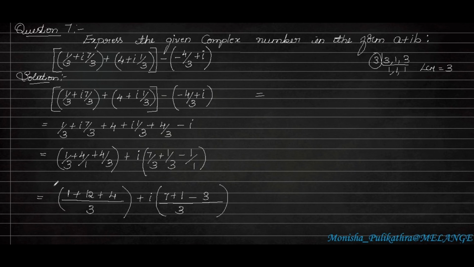So next, we have to add all the elements in the numerator. 12 plus 1 is 13, 13 plus 4 is 17. So 17 divided by 3. Plus i into, here 7 plus 1 is 8, 8 minus 3 is 5, into 5/3. So this is in the form of a plus ib, where the real part a is 17/3 and the imaginary part is equal to 5/3. I hope you understood this.